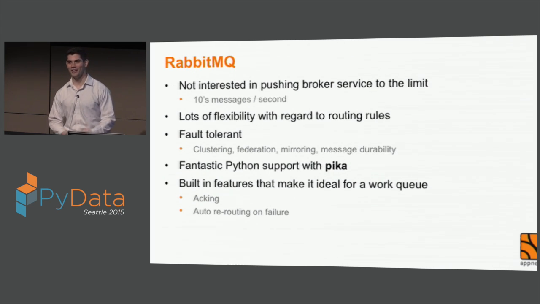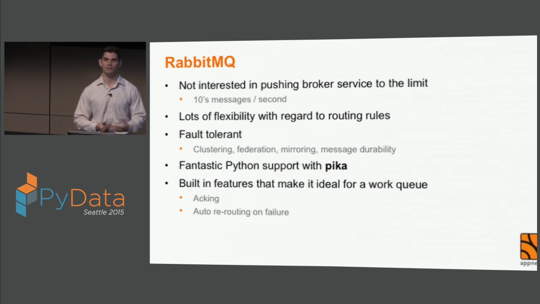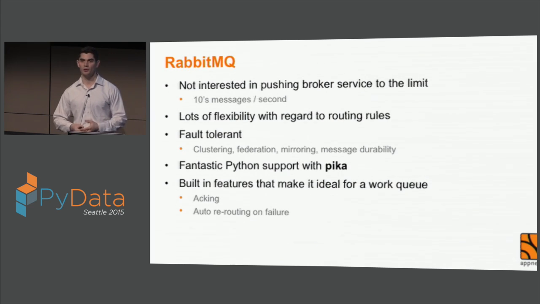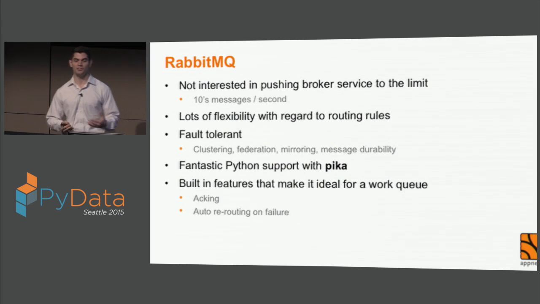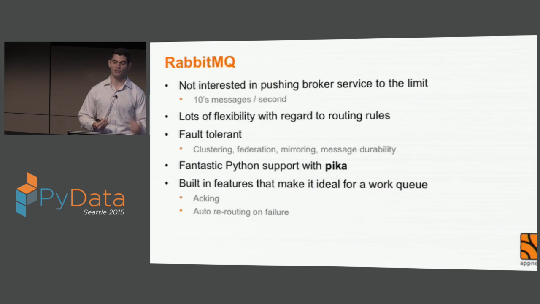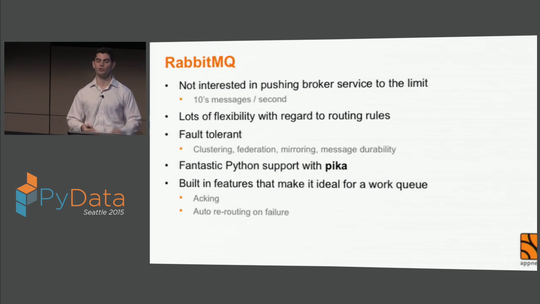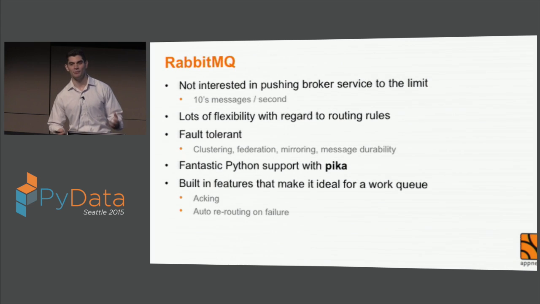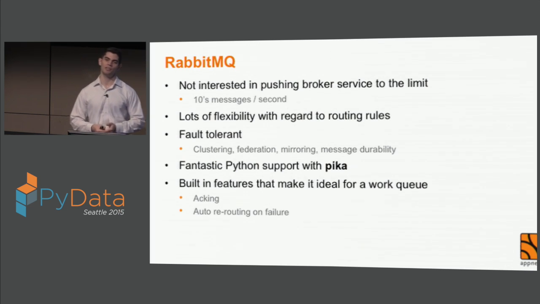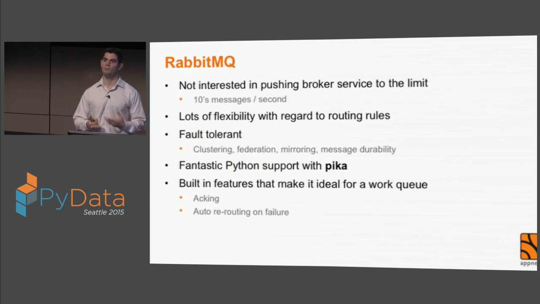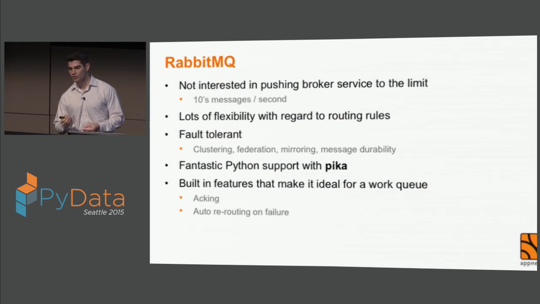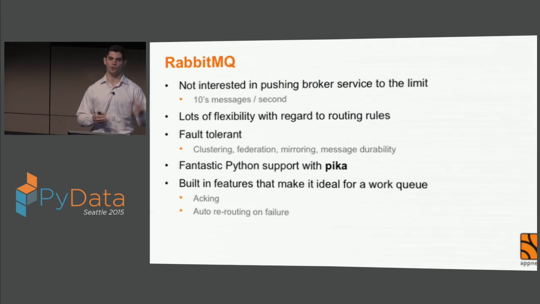Great, so RabbitMQ. Why do we use RabbitMQ and how is it helpful for implementing a distributed work queue? For our purposes at AppNexus on the optimization team, we're not interested in pushing any messaging broker system to the limit. We're only sending tens of messages per second over the Rabbit Exchange, not millions of messages per second, although it does support that. The thing that's important to us is having the flexibility and the power to create semi-complicated rules when sending messages over the exchange.